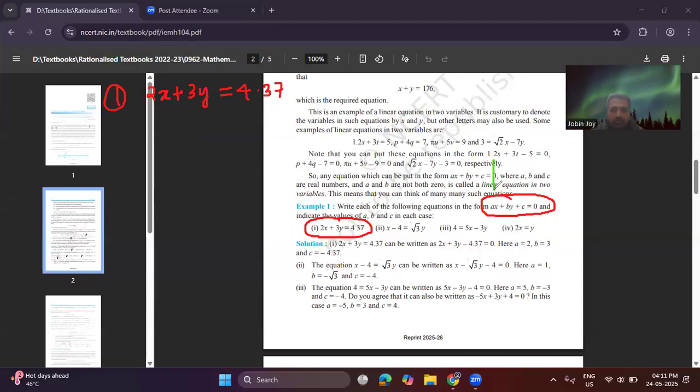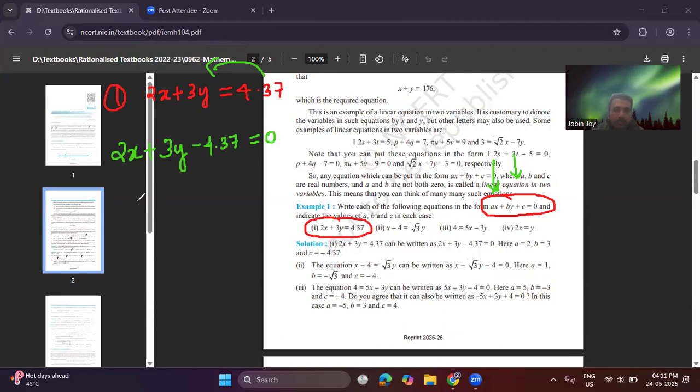So first term is what? First term is ax. So here ax is 2x plus second term is y term, that means by. So here second term is by plus c. Okay, so here the constant term is on the RHS. Shift this to the left side. That means minus 4.37 equal to 0.